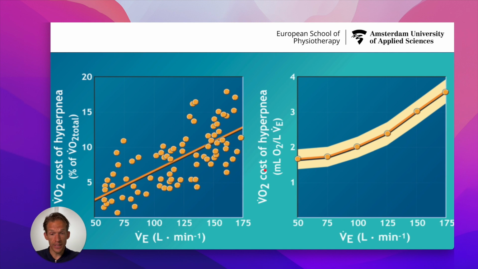What you can see here is that if you express it per liter of minute ventilation, then the actual cost of breathing will go up as the exercise intensities go up.